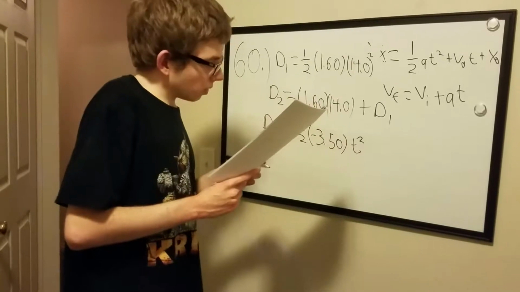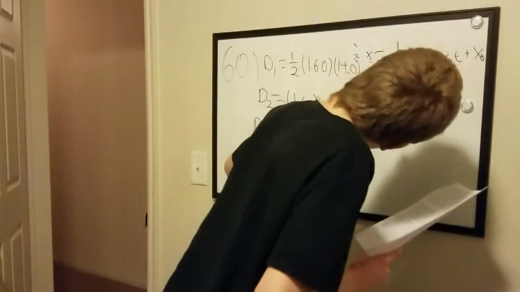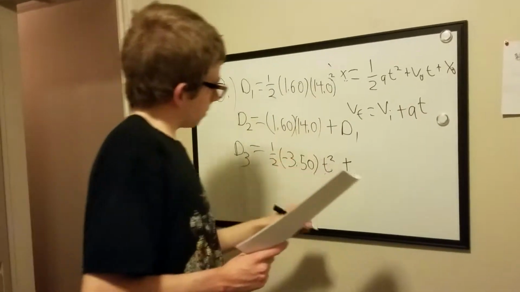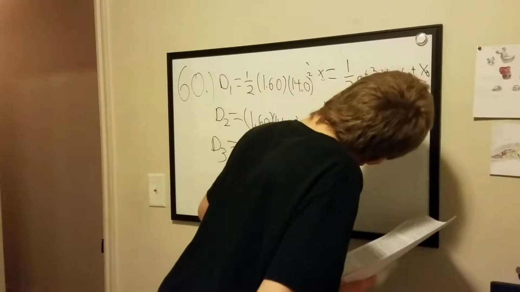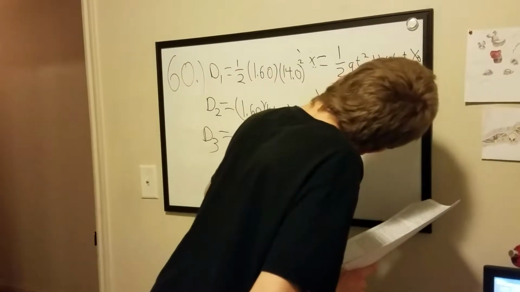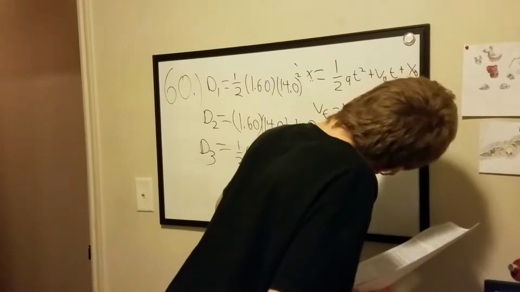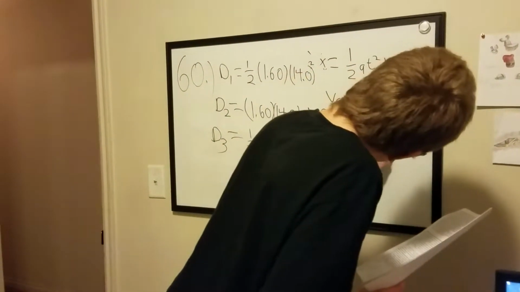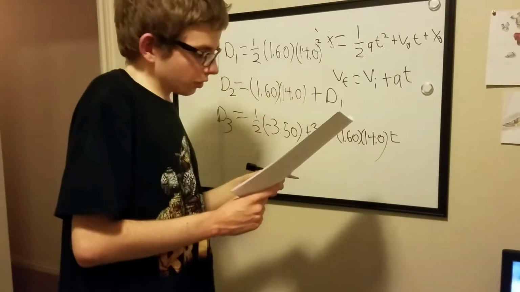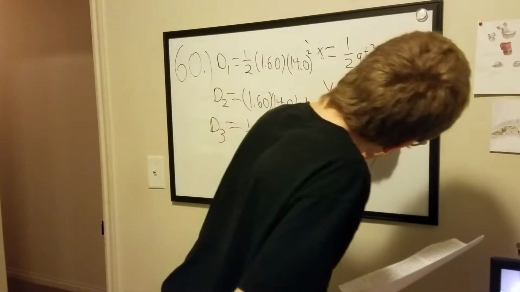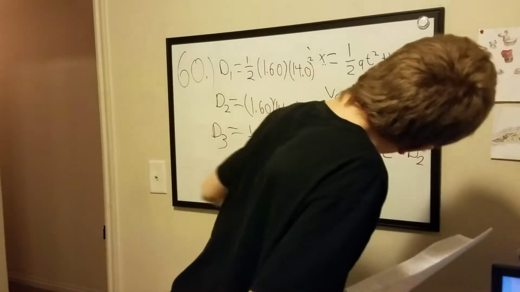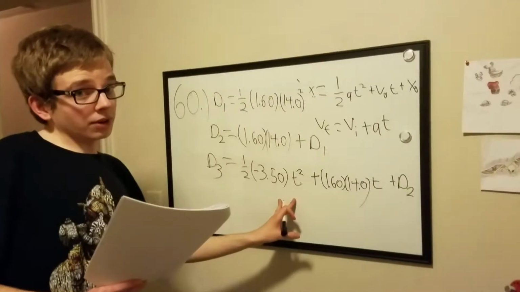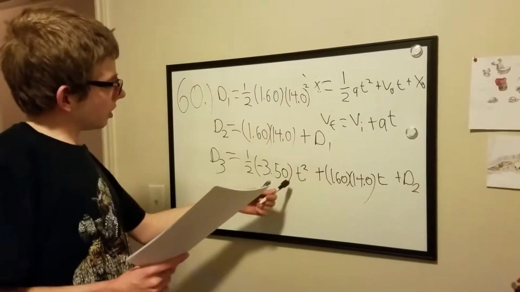And then the initial velocity is just the final velocity from the previous part, and t, and our initial position, which was d2. So once we solve this equation, we'll have the total distance traveled. In order to do that, we need to find t.